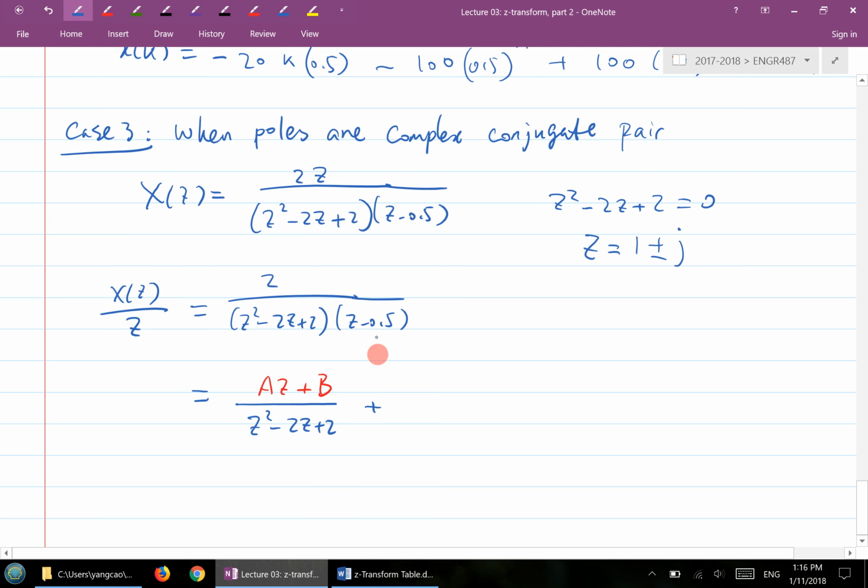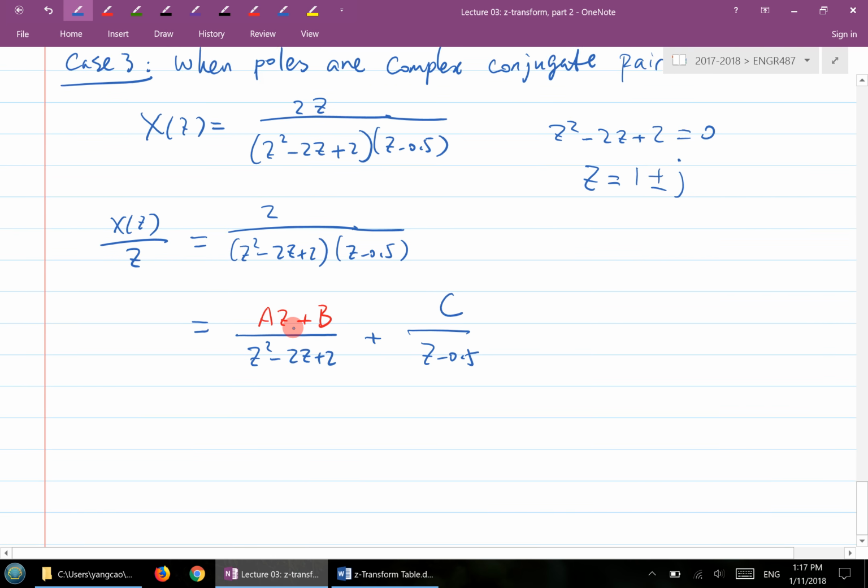For the z minus 0.5 term, that was easy. It's the same as the other real roots term, so just use c over this. That's your partial fraction expansion for this scenario. Now the next question is you need to find a, b, c before we can use the z table to find the inverse z transform.